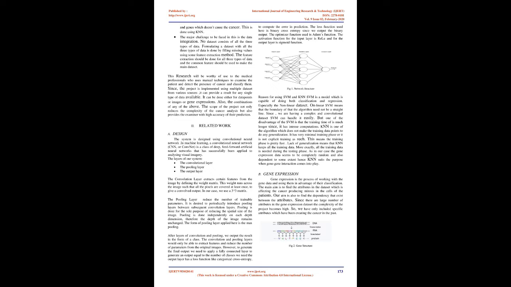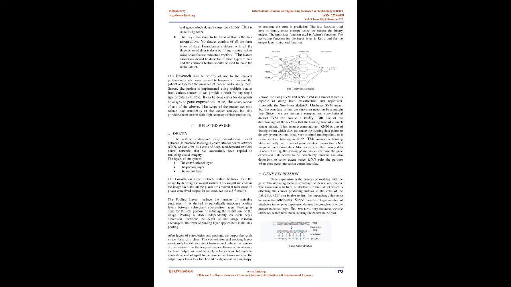2. Related work. A. Design. The system is designed using a convolutional neural network. In machine learning, a convolutional neural network, CNN or ConvNet, is a class of deep, feed-forward artificial neural networks that has successfully been applied to analyzing visual imagery.